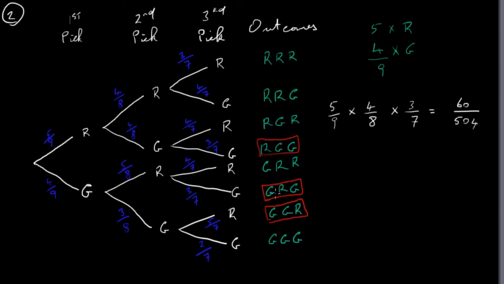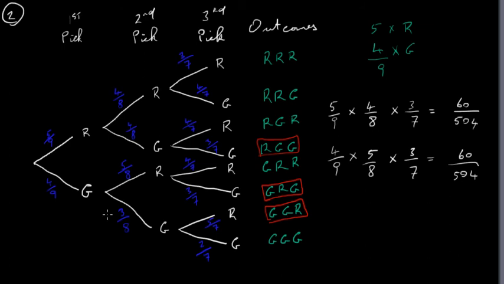Now we do exactly the same for here and here. So let's do this one first. Green, red, green. So we had to come down here, then we had to go up here, then we had to come down here. So it's 4 over 9, 5 over 8, and 3 over 7 here. So when you multiply those 3 together, you get 60 over 504 as well. 60 over 504 here. So that's this one here.